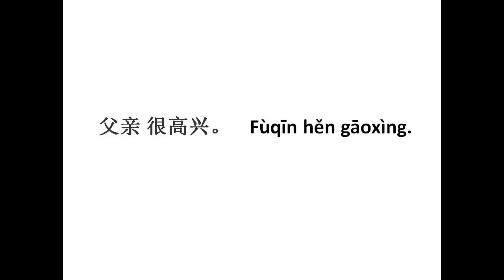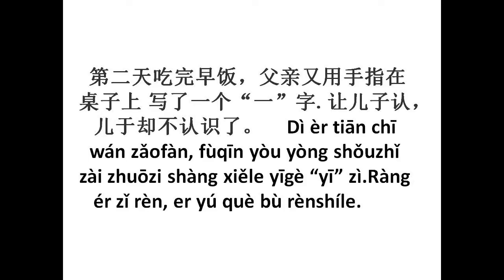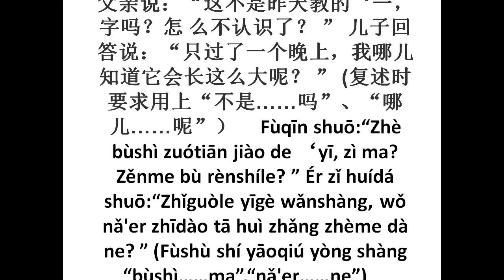父亲很高兴. Father is very happy. 第二天吃完早饭, on the second day, while eating zao fan, breakfast, 父亲又用手指在桌子上写了一个一字，让儿子认. So on the second day at breakfast, the father again writes the same character 一 on the table, 让儿子认 and gives it to the son to recognize. 儿子却不认识了, yet the son is not able to recognize it. 父亲说这不是昨天教的一字吗? So the father says, is it not the character taught yesterday? 怎么不认识了? Why are you not able to recognize it?